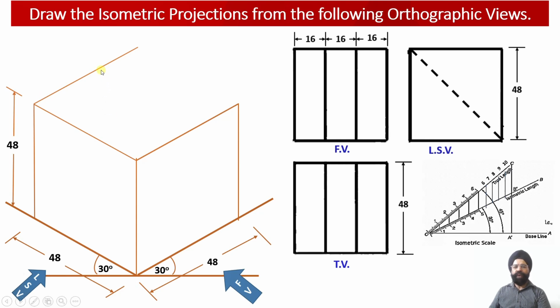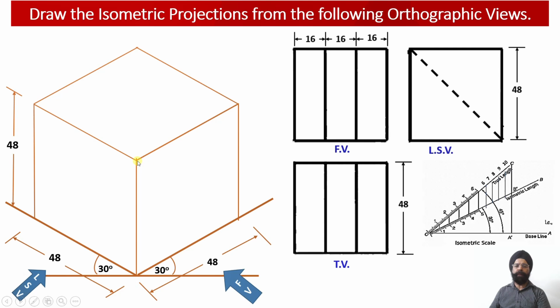So now one more isometric edge will be drawn parallel to the z-axis measuring 48 millimeter, and another isometric edge has been drawn parallel to the x-axis, so that we get a square top face having edge equal to 48 millimeter. We are going to have a square side face having edge equal to 48 millimeter, and a square front face has been obtained which is again measuring 48 millimeter.